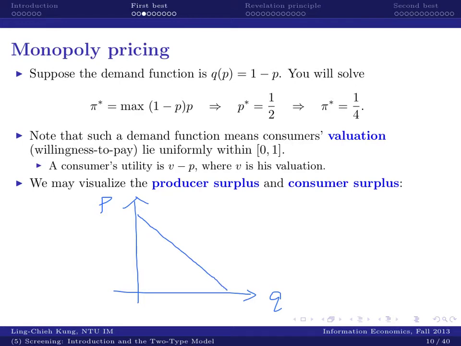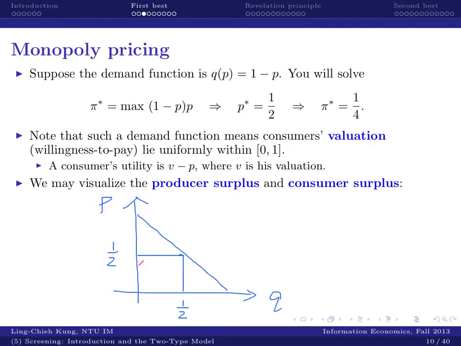Okay, you're going to charge 1/2 as your price, like this, and essentially that tells you that the number of consumers that are going to buy is 1/2. Only those consumers whose valuation is higher than 1/2 are going to buy. Okay, these consumers will buy and these consumers will not, because their valuation is lower than 1/2.